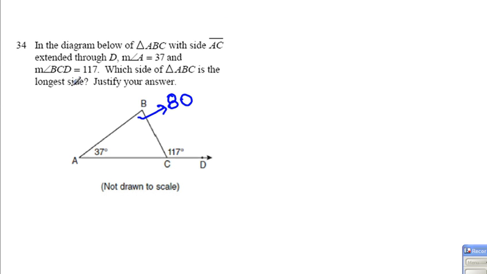Now, what is the longest side? The longest side is opposite the biggest angle. Here, since this is 117, then this must be 63. The biggest angle is 80, that makes AC the largest.